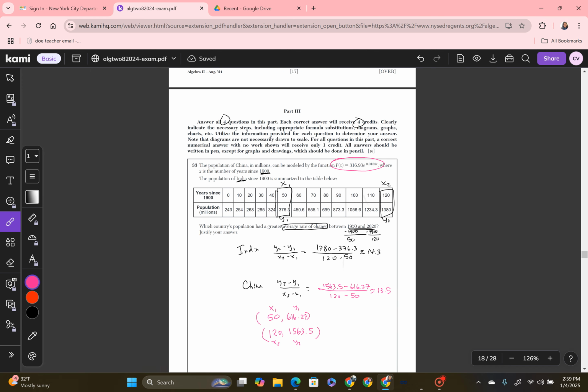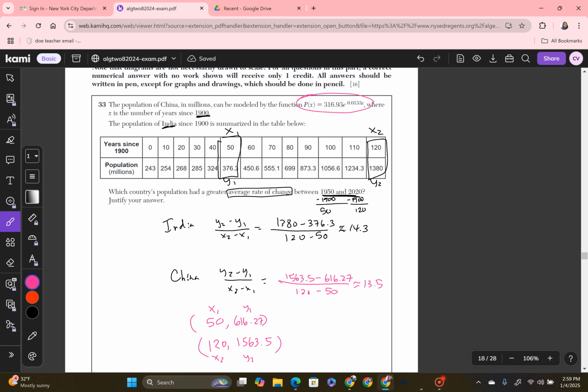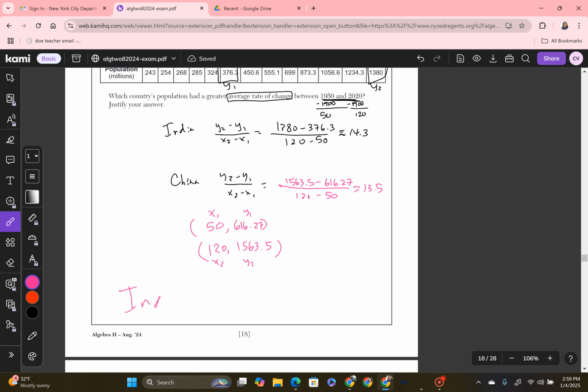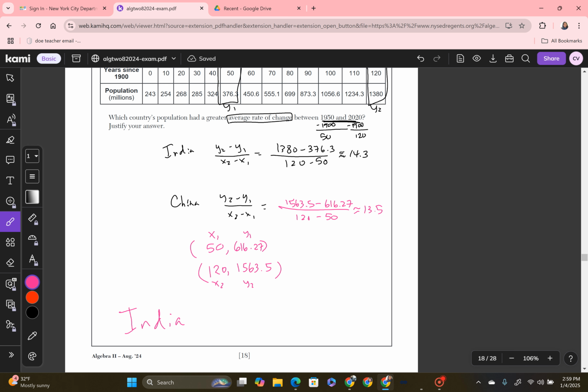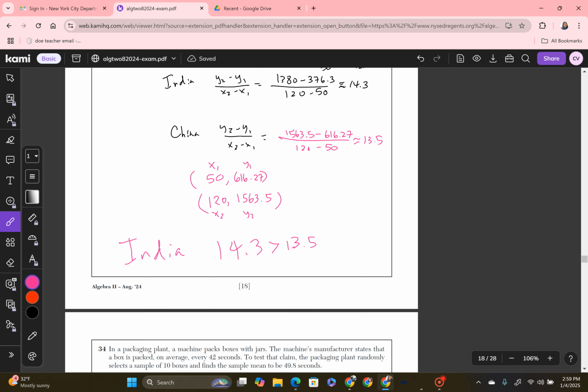All right. So over here, it says, which country's population had a greater average rate of change? Which one is greater, 14.3 or 13.5? India, right? India had it, and it says justify your answer. So justify means that you can use math. If it said explain, then you would have to use English, and you would have to write because India's rate of change is 14.3 over the years from 1950 to 2020, and China's is 13.5. 14.3 is higher than 13.5. That's your justification. Here's all your work, okay?